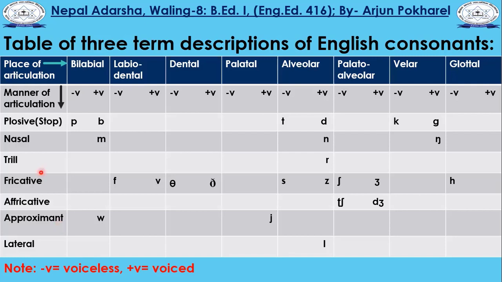In the same way, let's say ta and da. Ta is minus voice, that is a voiceless sound, and da is a voiced sound, and both are alveolar. Ta is voiceless, alveolar stop or plosive, and da is voiced alveolar stop. In this way you can make the description, you can do the three-term description.